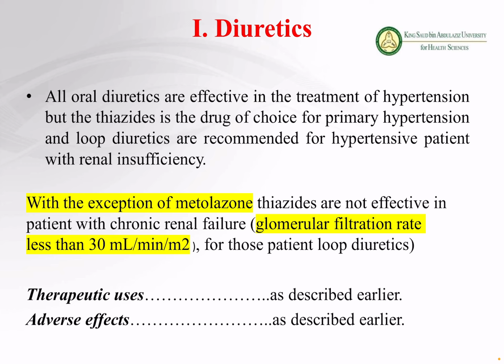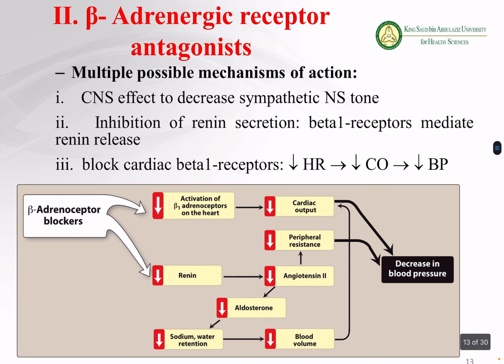We don't prefer loop diuretic in the normal hypertensive patient because there is a risk of hypotension. Because we discussed last time that loop diuretics are the most efficacious diuretics, which are responsible for the excretion of the sodium, and also there is too much volume of urine. So what are the therapeutic uses and what are the adverse effects? We already discussed that earlier.